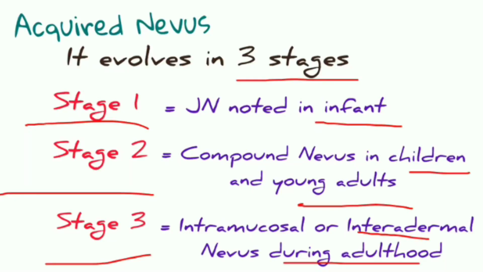Initially there will be junctional nevus, which can be seen in infants. Then there is compound nevus that can be seen in children and young adults. Then there is intramucosal or intradermal nevus that can be seen during adulthood.